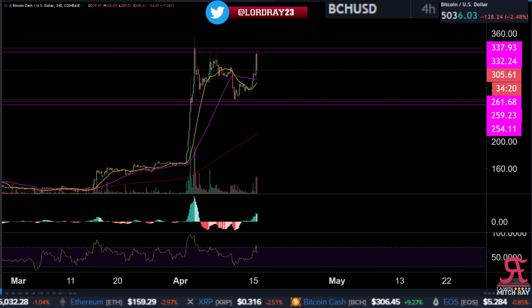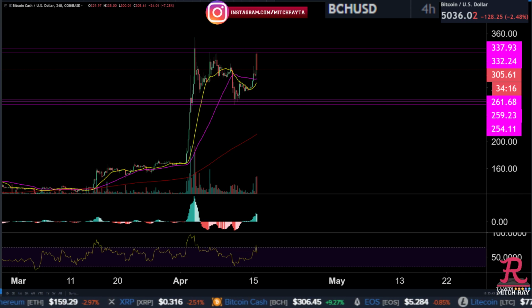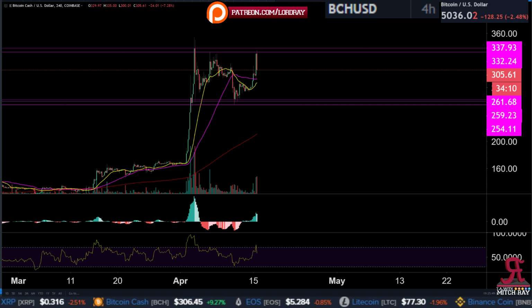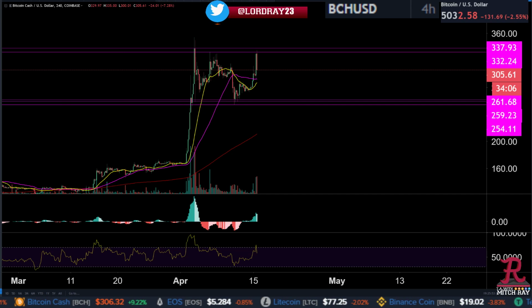Hey, you traders, I'm sure y'all have heard the news about Bitcoin Cash SV being delisted. I'm sure all the people out there that are producing content are doing the news on it. Why don't we just do the charts on it? First off, just looking at Bitcoin Cash, the US dollar.